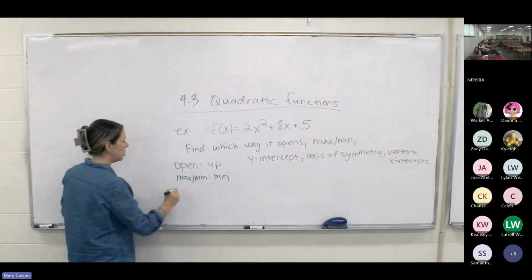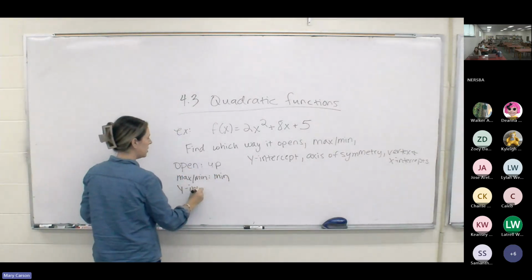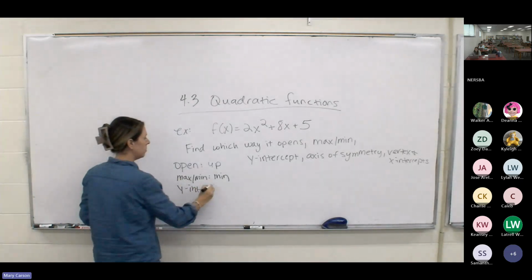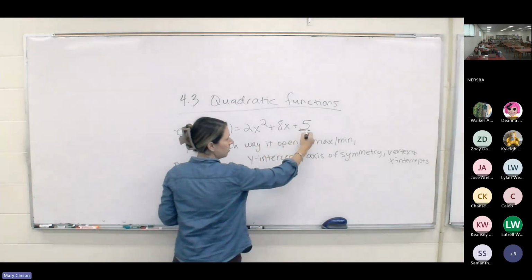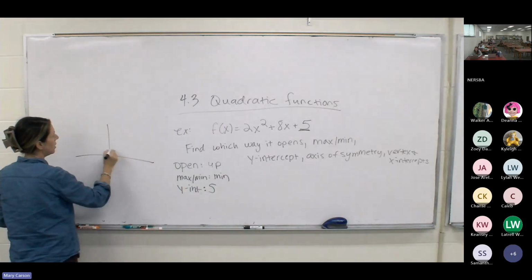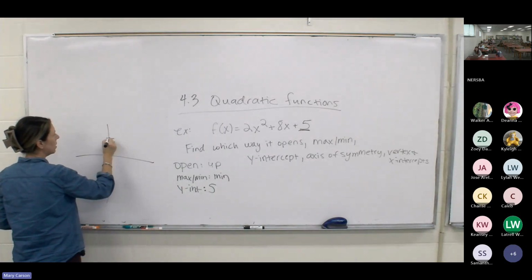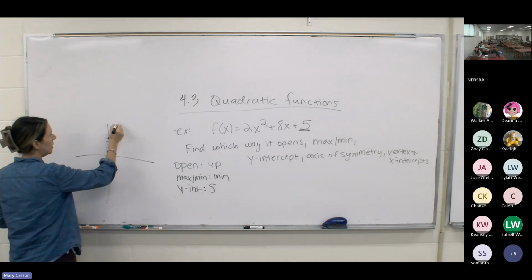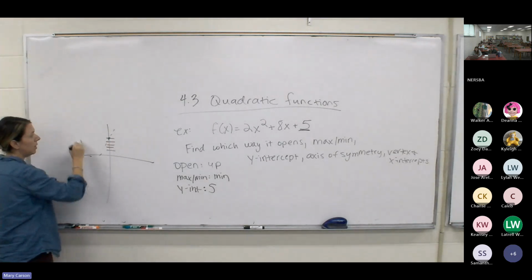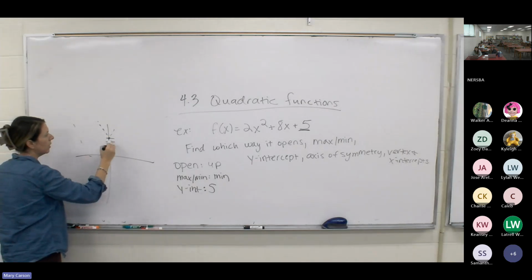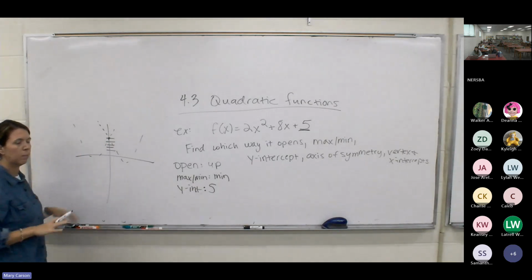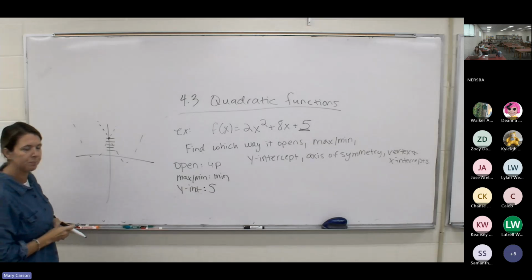All right, what else can you tell me? Can you tell me the y-intercept? What is the y-intercept? 5. Again, it's this C value. So already from this information, I know that it's going to cross here, and we don't know where the vertex is yet, but it's going to look something like this.